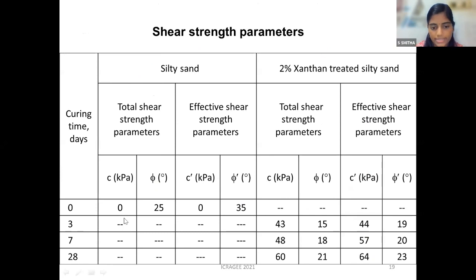Initially the soil had 0 kPa of cohesion, and as the curing time increased, as much as 60-64 kPa of cohesion was obtained. The friction angle was found to reduce a little, but still it was compensated by the increase in cohesion.